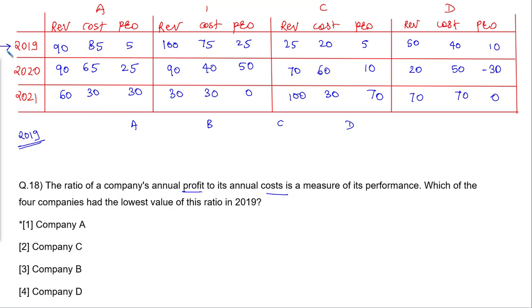In 2019 for company A, profit divided by cost is 5 divided by 85. For company B it is 25 divided by 75. For company C it is 5 divided by 20, and for company D it is 10 divided by 40. So you can see that this ratio is 1 by 4, this ratio is 1 by 4, this ratio is 1 by 3, this ratio is 1 by 17. So for company A the ratio is lowest. The answer is company A.